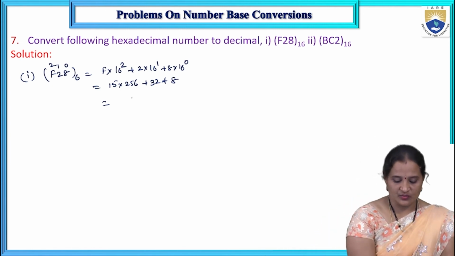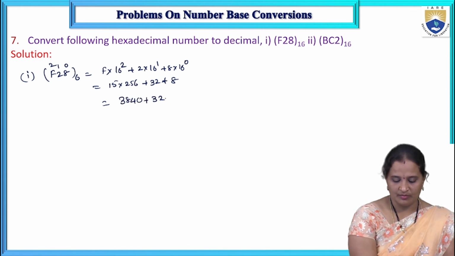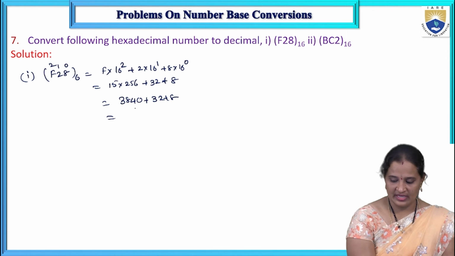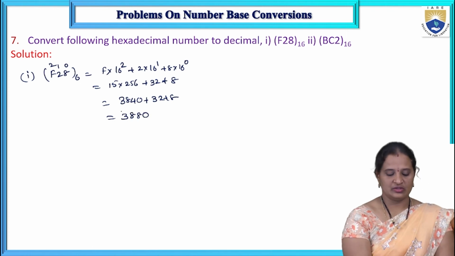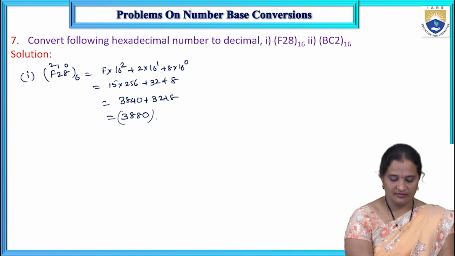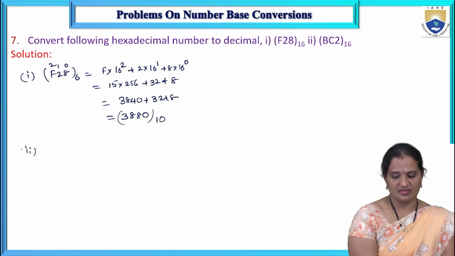So the answer for this one is 3840 plus 32 plus 8. So finally the answer you will get is 3880. So this is the decimal equivalent for the given hexadecimal. Similarly, you can do it for this also.